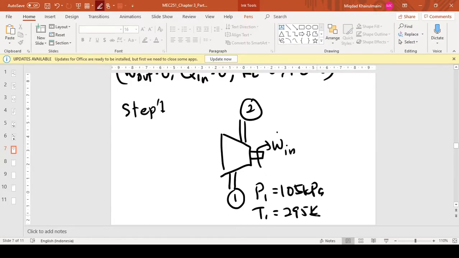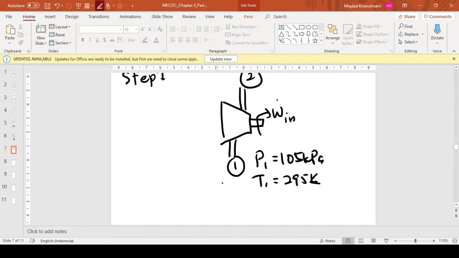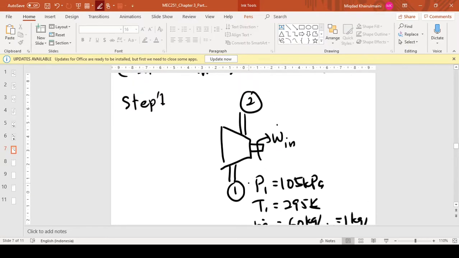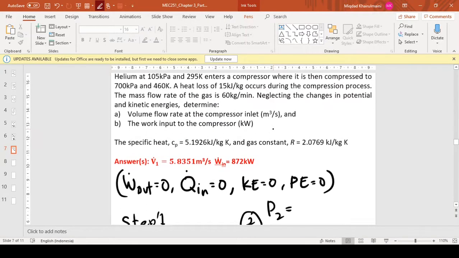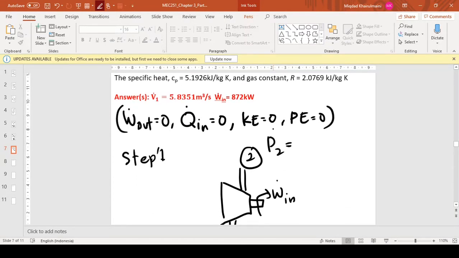We also know the mass flow rate in units kilogram per minute is 60, but we have to convert. Minutes to seconds, we divide by 60, so we have 1 kilogram per second. Then at state 2, the pressure is 700 kilopascal and the temperature at state 2 is 460 Kelvin.